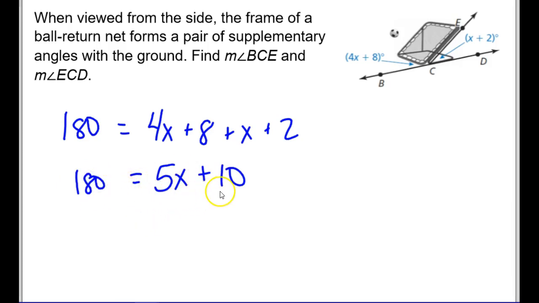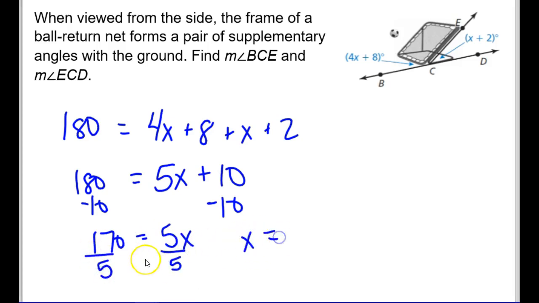So now let's solve for this x. So to do that, I subtract my 10 from both sides. So 170 equals 5x. So I see here I'm multiplying, so to undo that multiplying, I divide by 5. So I end up with x equals 5 goes into 17 3 times, there's 2 left over. 5 goes into 20 4 times. So x is 34. I'm not quite done yet. I was asked to find the measure of these angles, so I have to plug this x value in and find the measure of these angles.